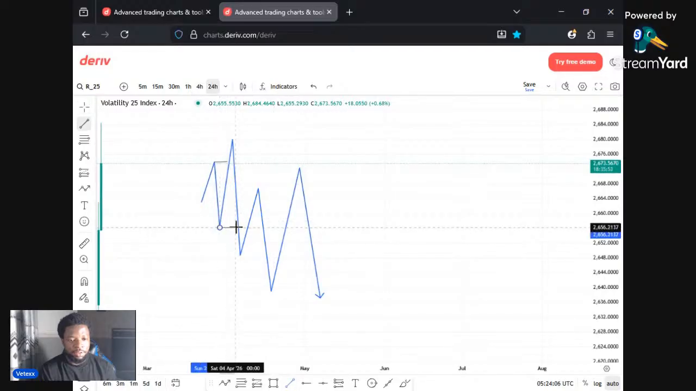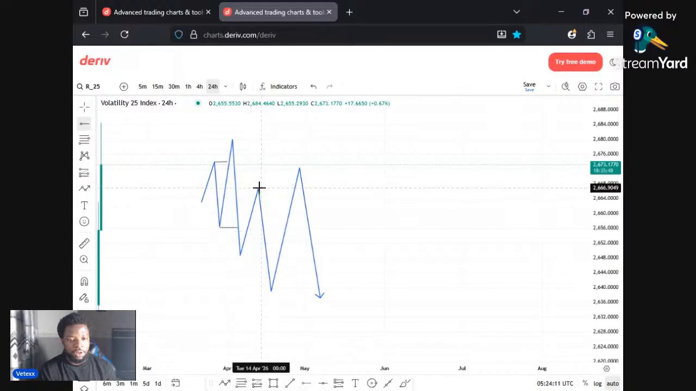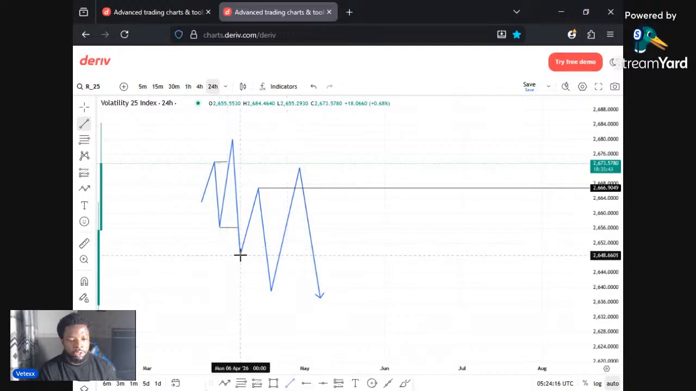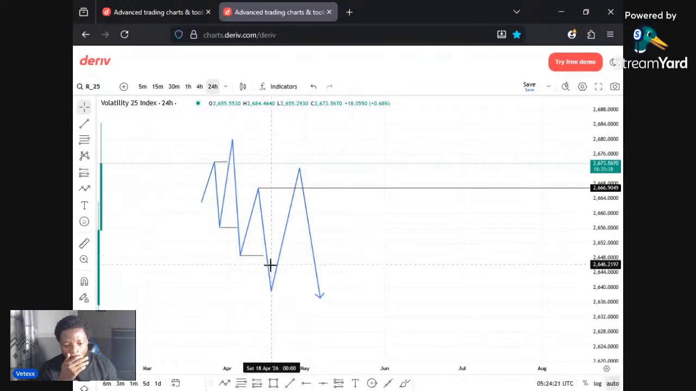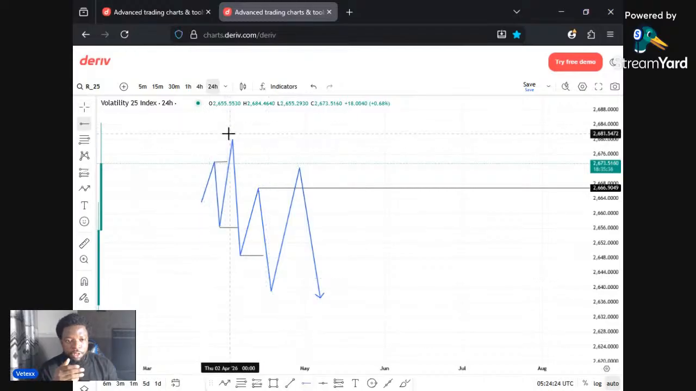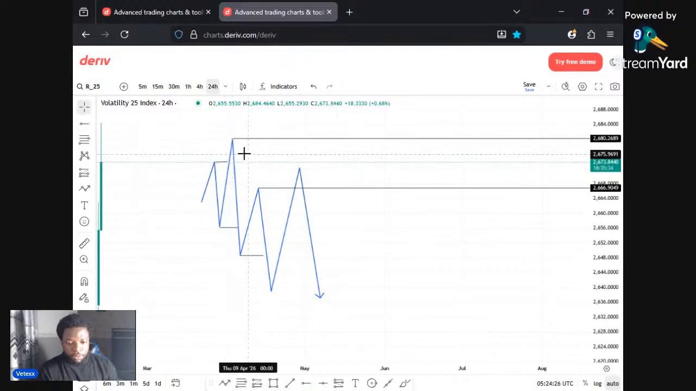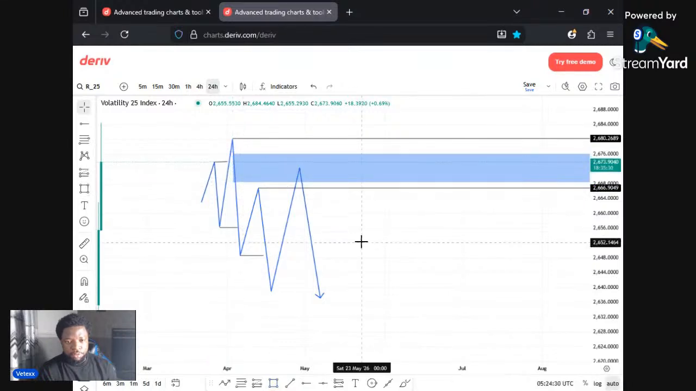Remember, price breaks structure to the opposite direction. Rule number three, we have what? 50% retracement to give us structural liquidity. And rule number four, we have our second break of structure. This becomes our protected high. And then this zone is what? Our point of interest. Okay?